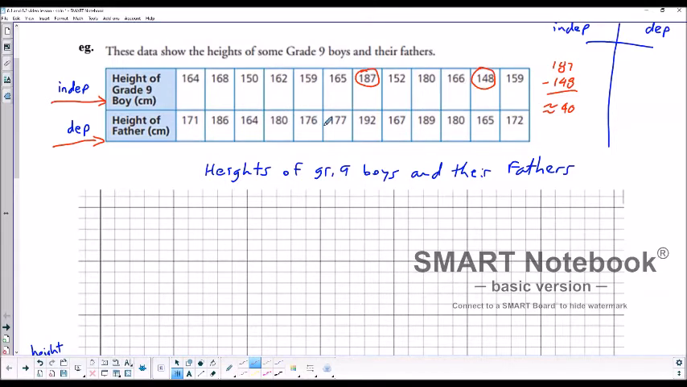And then if we look at the dependent variable, we see that the highest value I'm seeing right here is 192. And then the lowest value is 164. Okay, so 164 here.